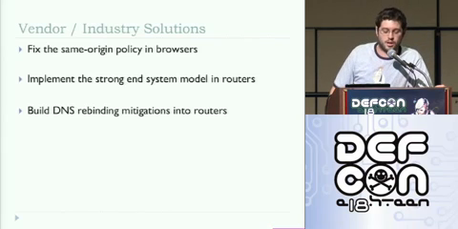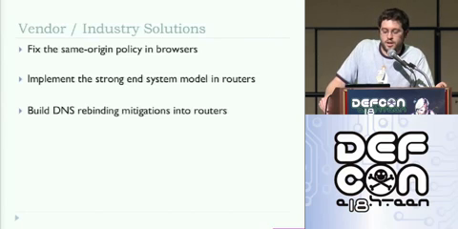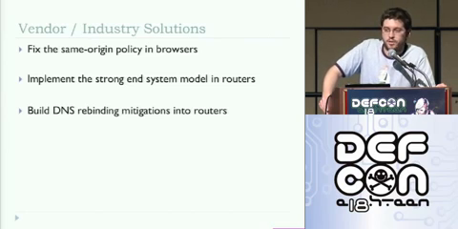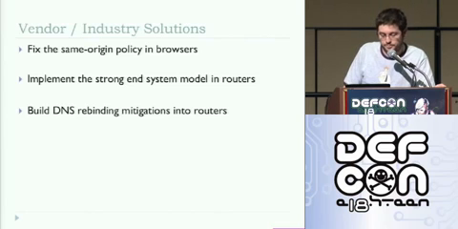So, for vendors, the problem is with the same origin policy in the browsers. I know I've seen people say you can fix this in DNS. No, you can't fix this in DNS. It's not a DNS problem, and it's not really fair to blame DNS for this. The problem is that the same origin policy chose an insecure protocol, DNS, which was never designed for security, to base a security model on. So it really needs to be fixed in the browsers. Implement the strong end system model on your routers if you're a vendor. Also build DNS rebinding mitigations into the routers. That means checking your HTTP host headers, which is typically not terribly difficult.